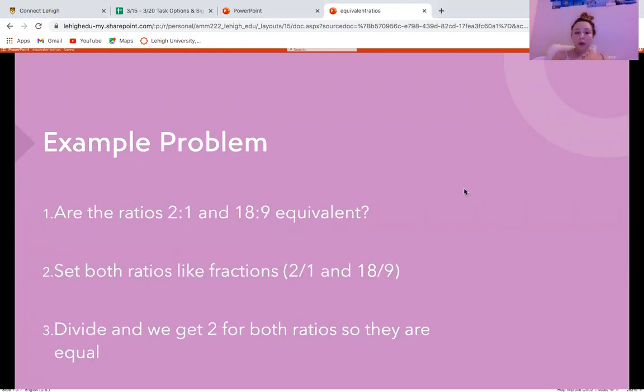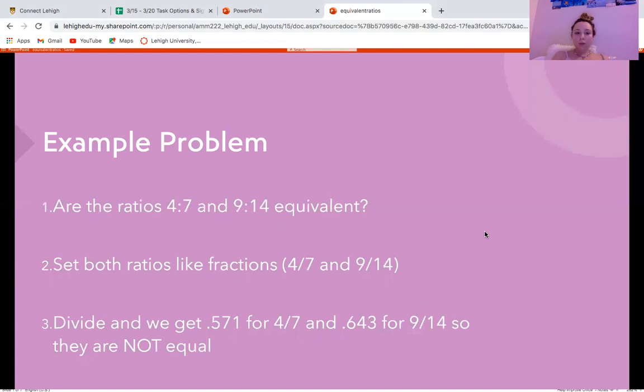Another example problem I have for you: are the ratios 2 to 1 and 18 to 9 equivalent? So we set up both ratios like fractions, 2 over 1 and 18 over 9. We divide the two fractions, so 2 divided by 1 is 2, and 18 divided by 9 is also 2. So since we get a whole number of 2 for both ratios, we know that they're equivalent to each other.